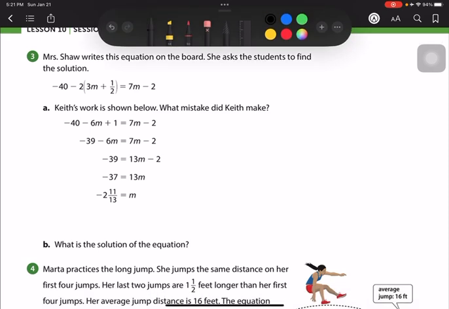All right, it says Ms. Sean writes this equation on the board. She asks her students to find the solution. Keith's work is shown below. What mistake did Keith make?